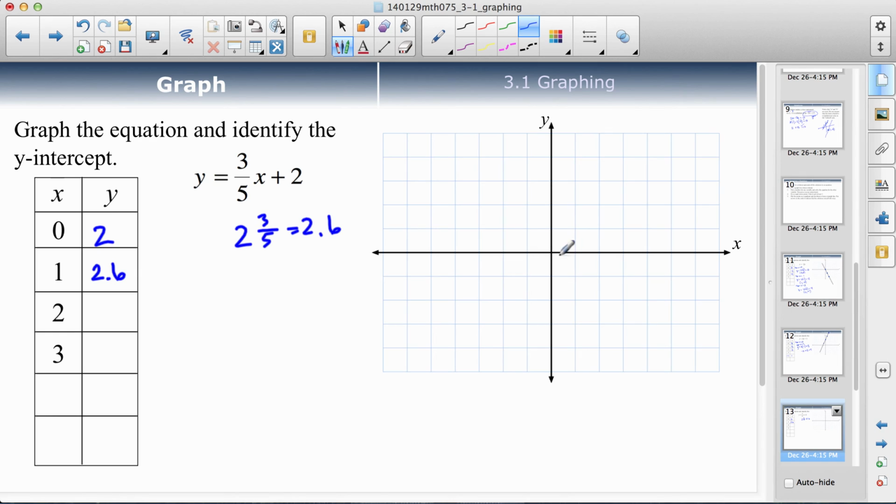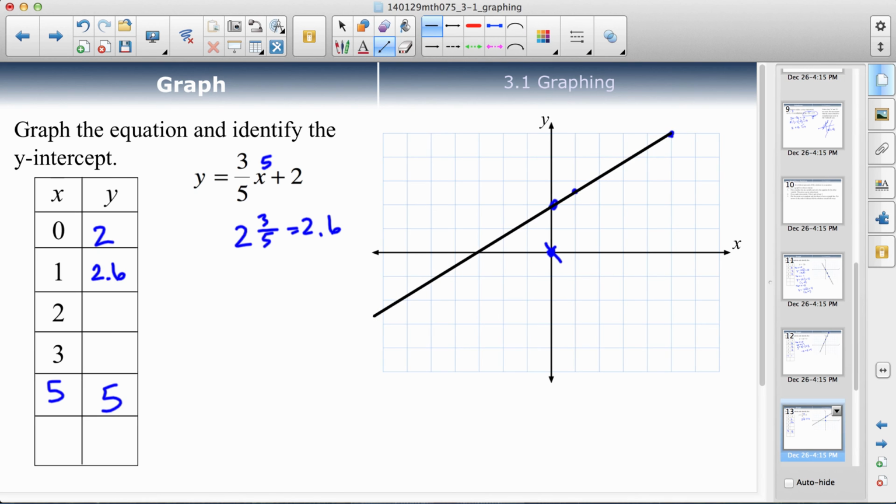So (0, 2) right there. And (1, 2.6), about there maybe. And I could keep going. Maybe let's do 5. 5 might be a good one because the 5s will cancel out. If I put a 5 there, 5s cancel. 3 plus 2 is 5. So the point (5, 5): 1, 2, 3, 4, 5 over, and up 5. There's another point.